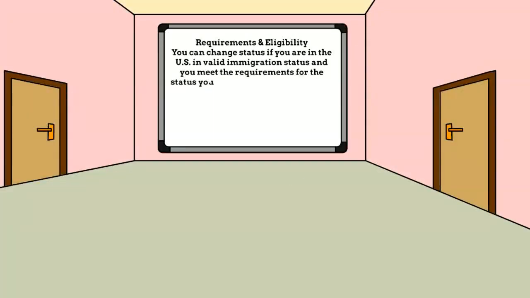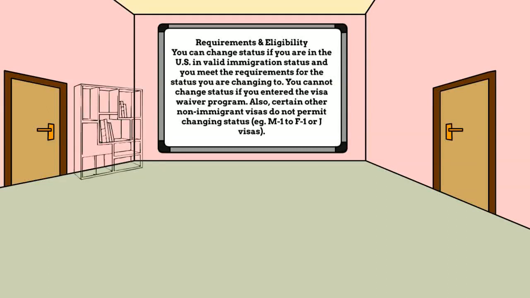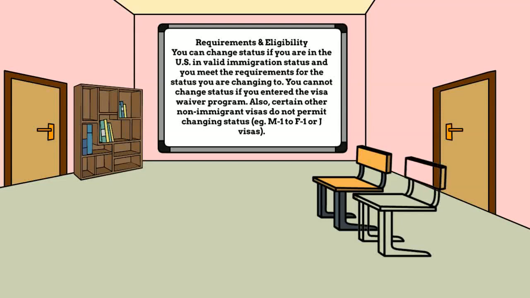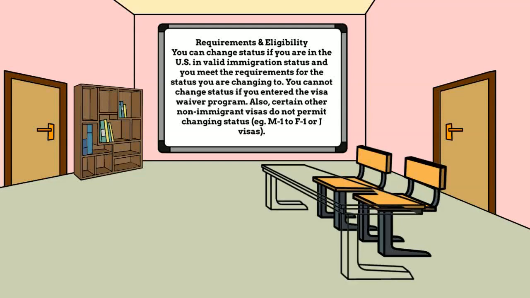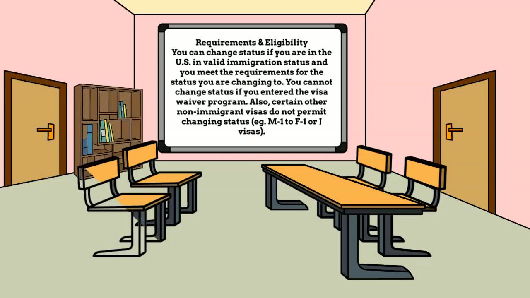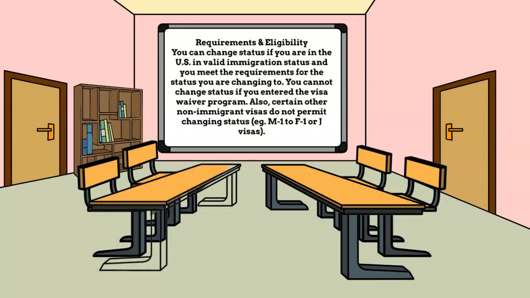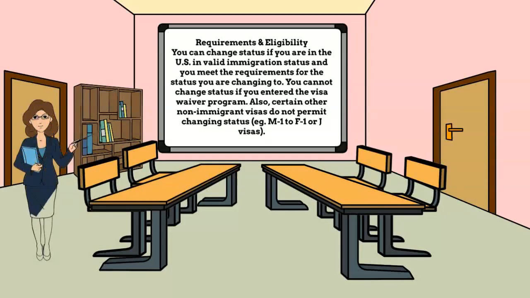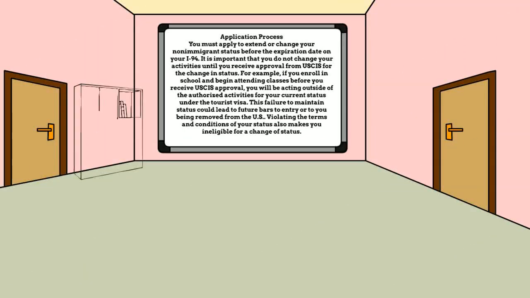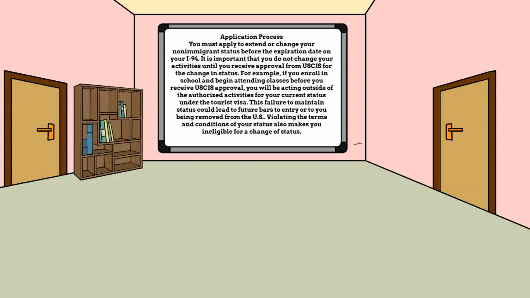Requirements and eligibility. You can change status if you are in the United States on a valid immigration status, and you meet the requirements for the status you are changing to. You cannot change status if you entered on the visa waiver program. Also, for certain non-immigrant visas, status changes are not permitted, such as the visa M1 to the visa F1 or J visa.